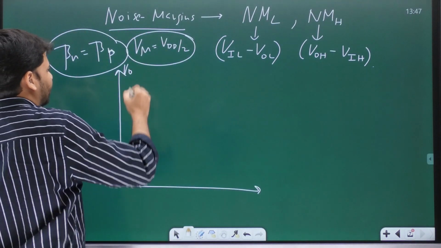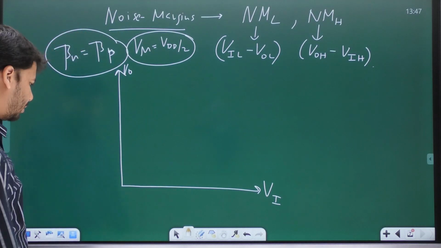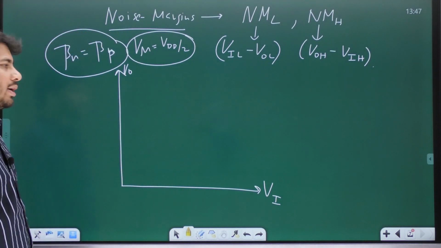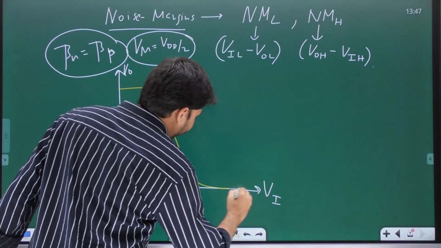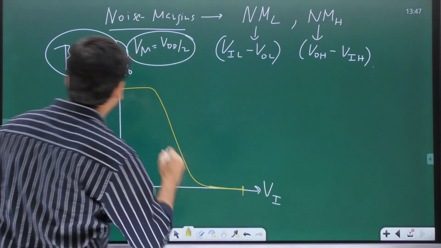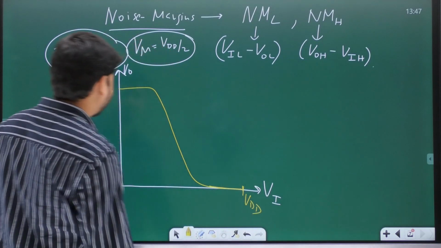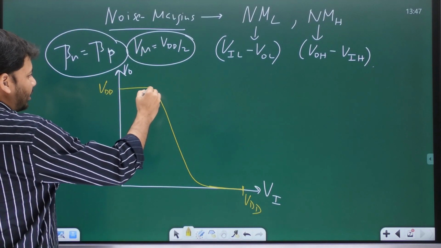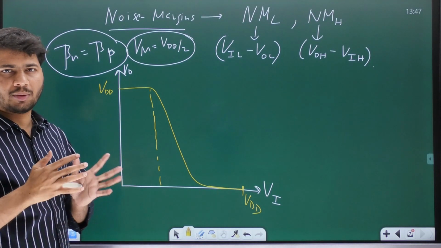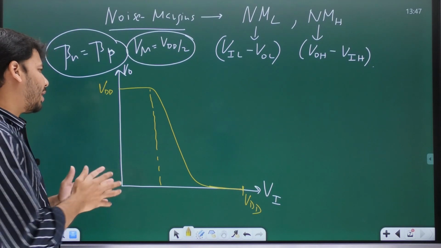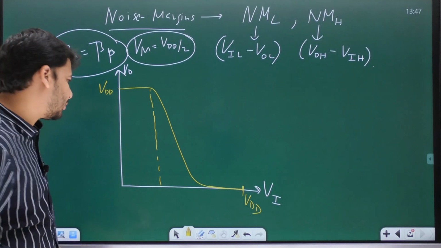Once again, let me draw the VTC, the plot between V0 and Vi. In this case, where beta n is equal to beta p, let the VTC be something like this. Again, this value is VD, and this is also VD. If you recall, the value of input where the slope of the VTC becomes minus 1 is VIL. And it happens at 2 points on the VTC, so there will be VIL as well as VIH.